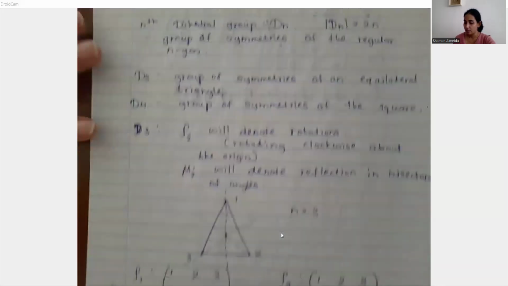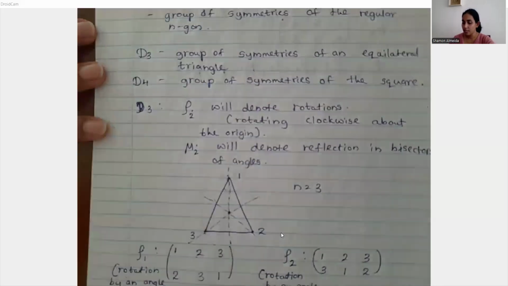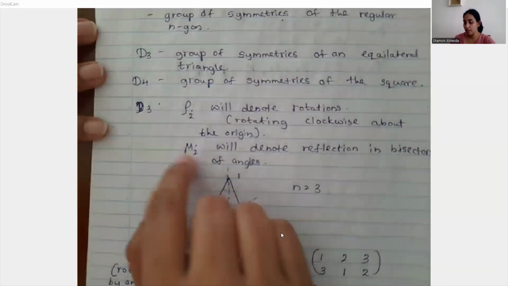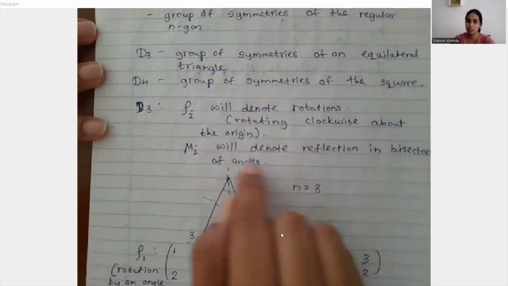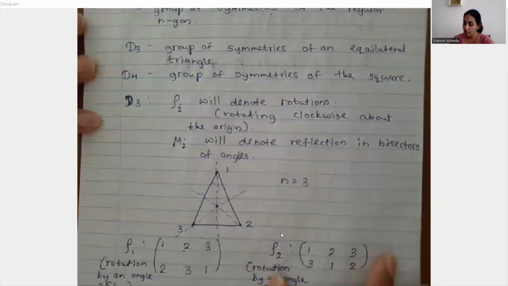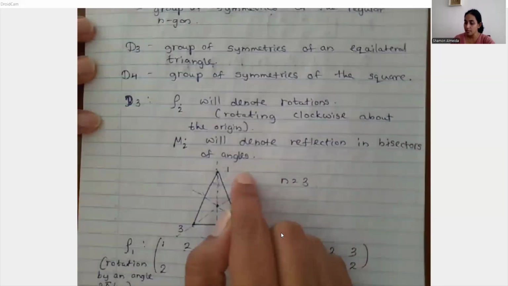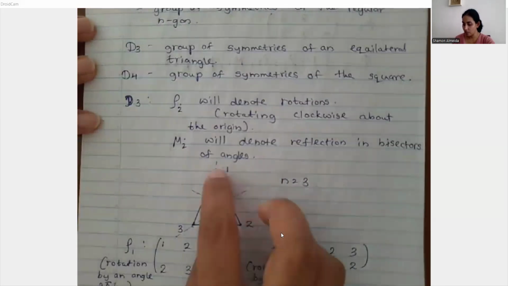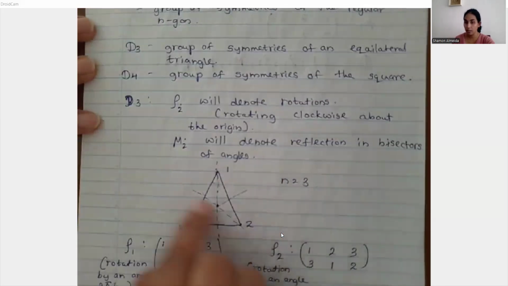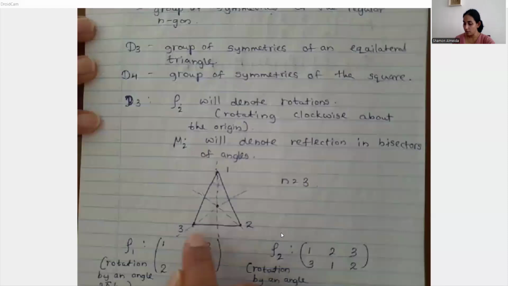Right. So D3, in here we take rho i to be rotation. So these rotations are taken clockwise about the origin. And then we take mu i to denote reflections in bisectors of angles. So these bisectors will be lines of symmetry, right? So one we have through the vertex 1 and the origin, the other one through the vertex 2 and the origin. Then we have the other line through the vertex 3 and the origin.